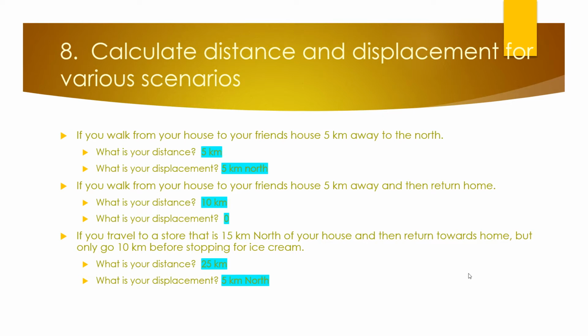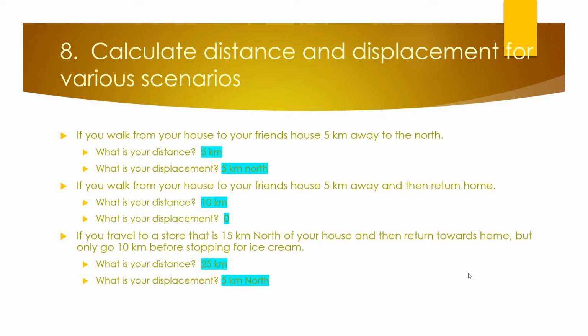Calculate distance and displacement for various scenarios. That's number 8. If you walk from your house to your friend's house 5 kilometers away to the north, what is your distance? It's 5 kilometers. What is your displacement? 5 kilometers north. Second example, if you walk from your house to your friend's house 5 kilometers away and then return home, what is your distance? 10 kilometers. What is your displacement? 0, because you start and end in the same place.